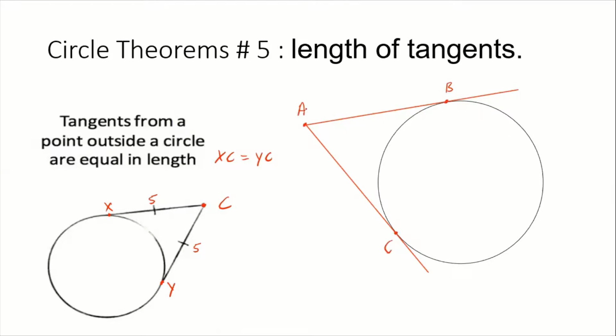So what we're saying is that the distance from A to B is going to be the same distance from A to C. All this rule is saying is that AB is going to equal AC. So this is a very important rule to remember. This one is pretty easy and straightforward.